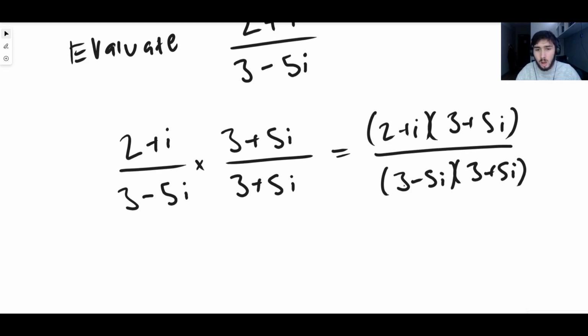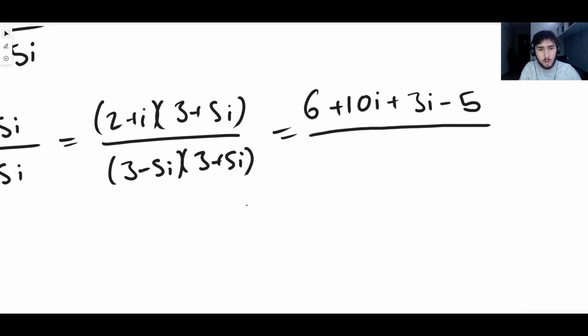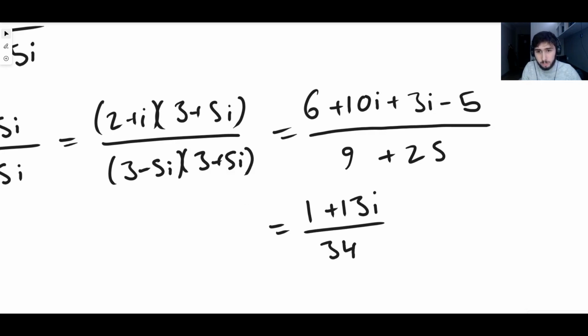Just like that. Cool. And then all we do is we expand using FOIL. So 2 times 3 is 6. Then 2 times 5i, that gives us 10i. Then I times 3, that gives us 3i. And then I times 5i, that gives us minus 5. Careful with the pluses and minuses. 3 times 3, that gives us 9. We get minus 5i times 3. And 3 times 5i, they just cancel out with each other, so we don't need to write them. And then 5i times minus 5i, well, 5i times 5i is minus 25. So minus 5i times 5i is plus 25, just like that. That is equal then to 1 plus 13i over 34.